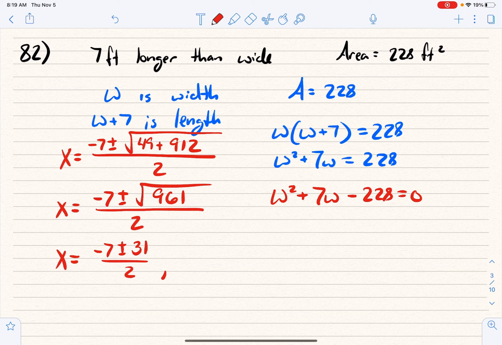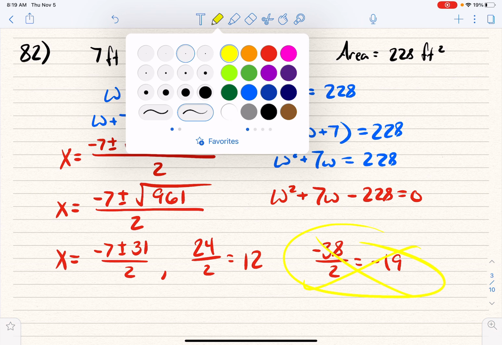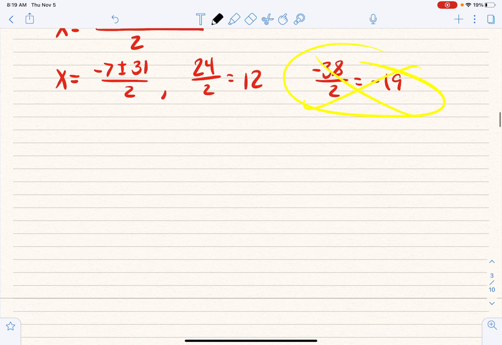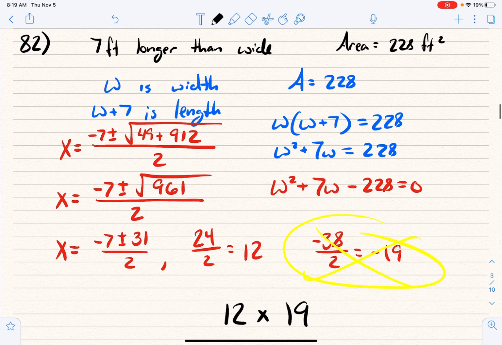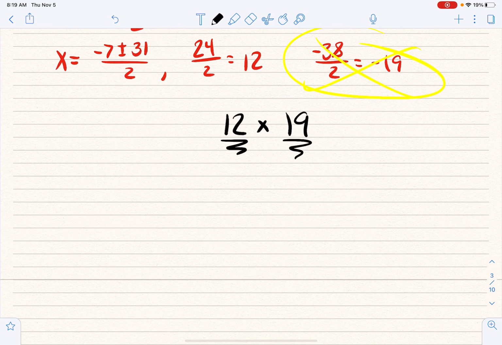And so I can then simplify this: negative 7 plus 31 would be 24 over 2, or 12. And negative 7 minus 31 would be negative 38 over 2, which is negative 19. And again, I'm going to kick out this value right away. That one doesn't work. Why not? Because it's negative, and I can't have a negative dimension. So how big's the room? Because I always got to answer the question. The dimensions of the room are 12 by 19, because we know that it is 7 feet longer than it is wide. And we found the width. The width was 12, so the length is 19. 12 by 19.